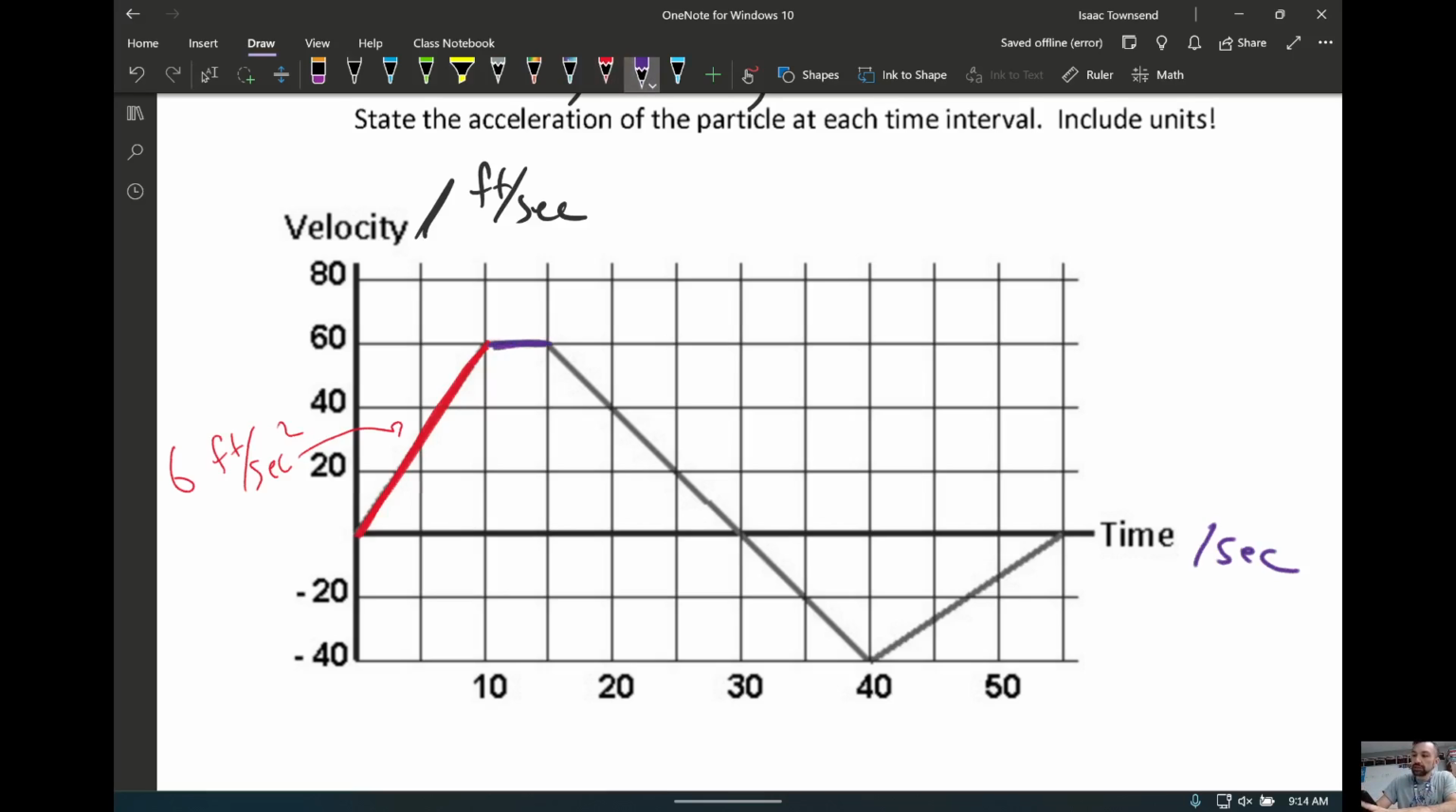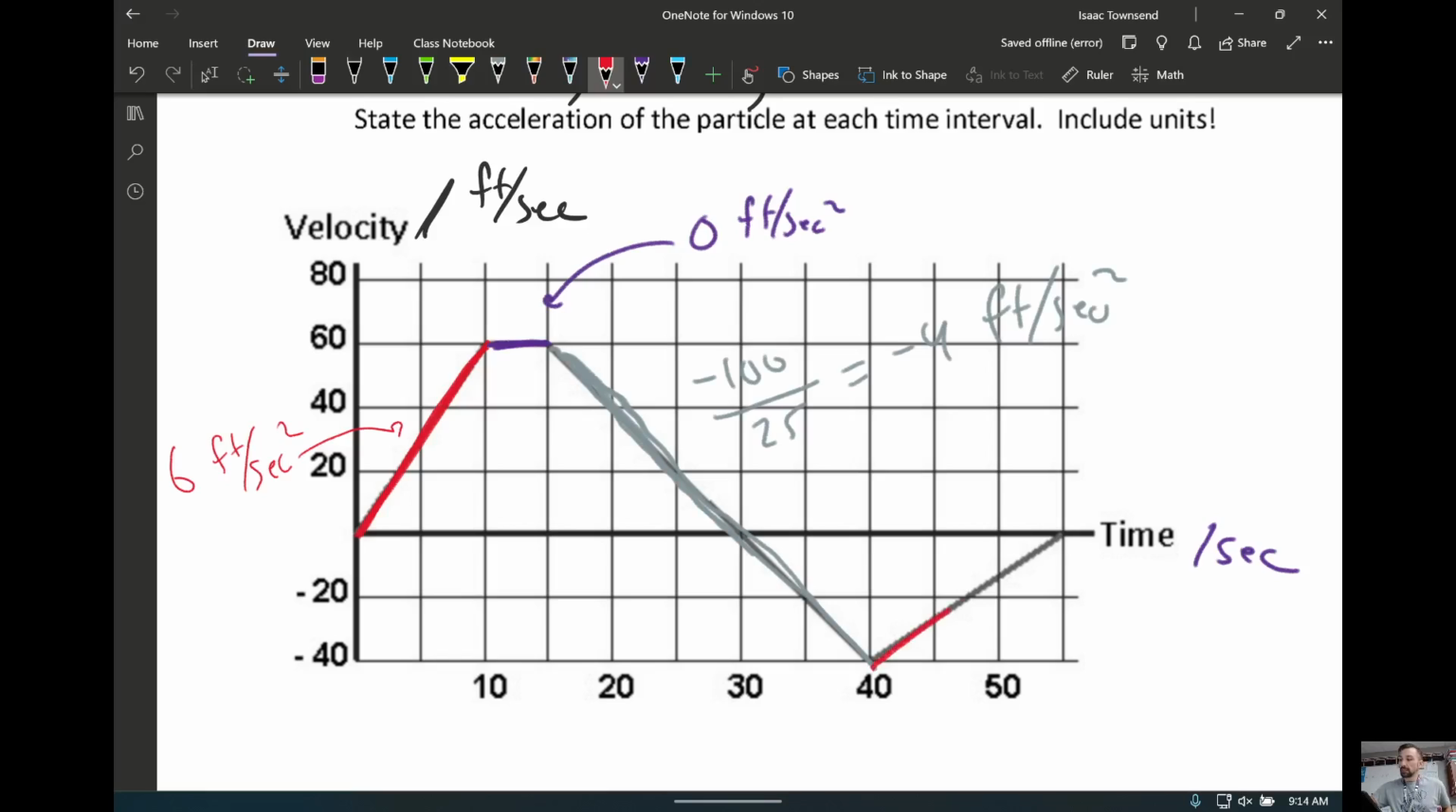What would the acceleration be during this time? 0 feet per second squared. This big piece has the same slope all the time, which means it's going to have the same acceleration all the time. Negative. Negative 4 feet per second squared. That's what I got. Again, I'm just counting rise over run.